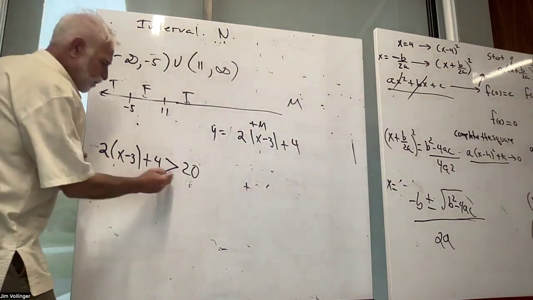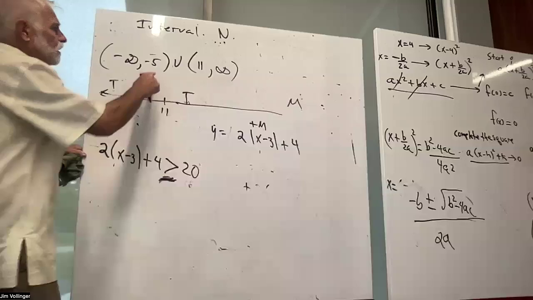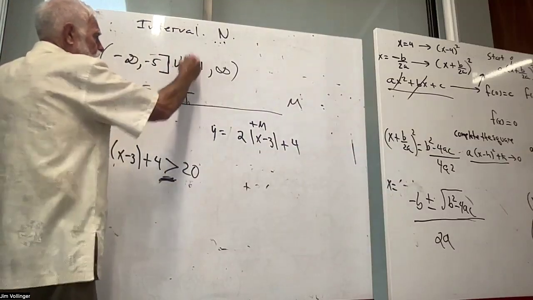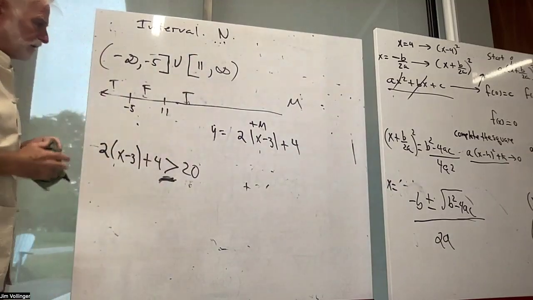Now, if all of a sudden I put the equal sign here, then negative 5 works, so it becomes a bracket, and 11 works, bracket. Now we have interval notation.